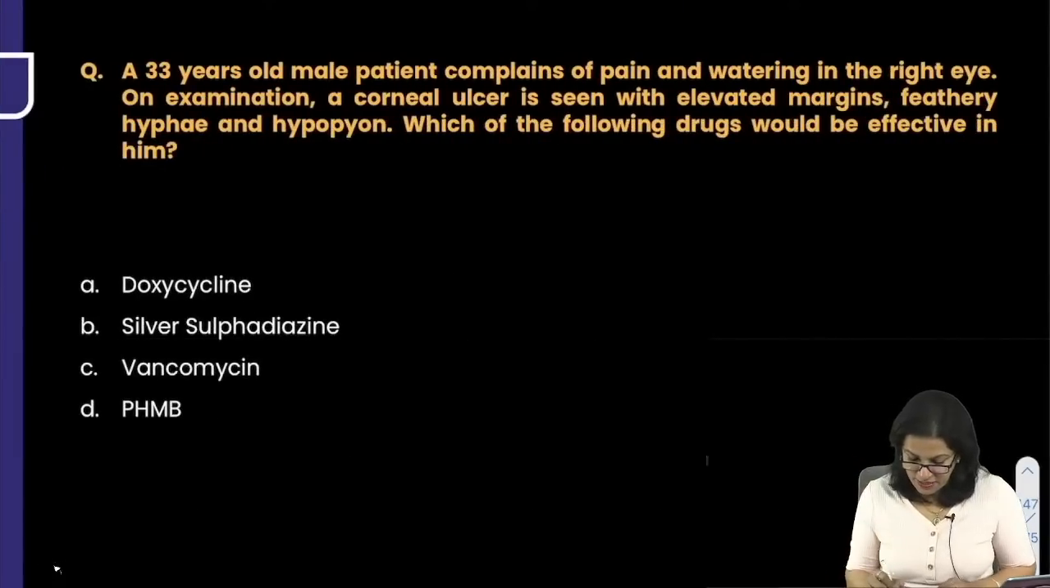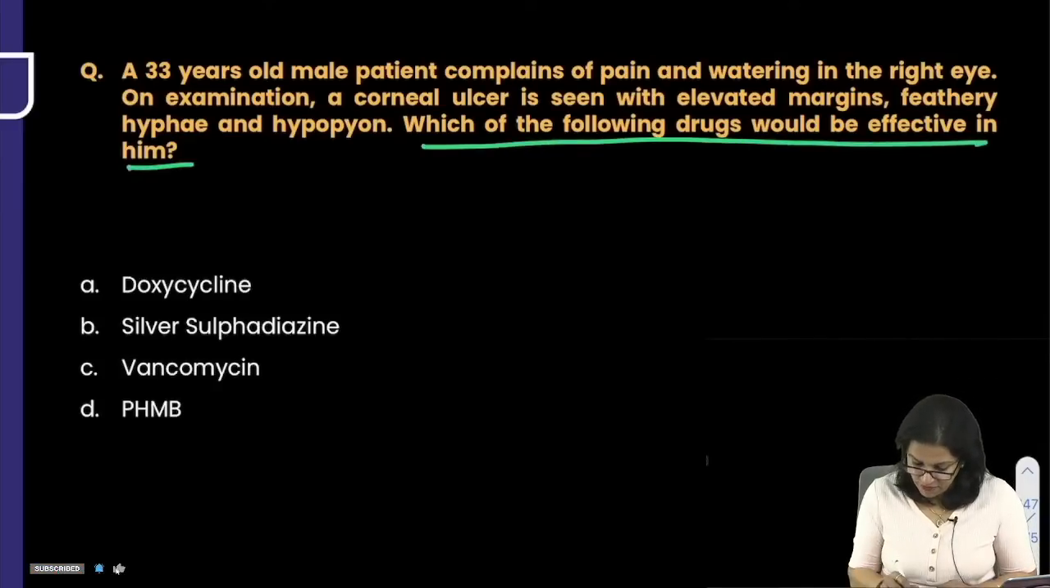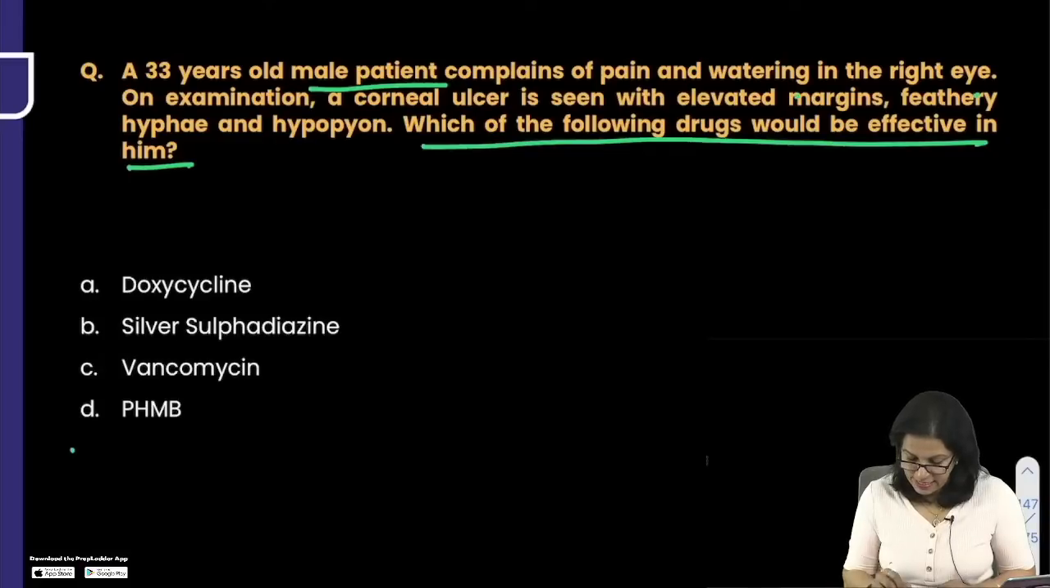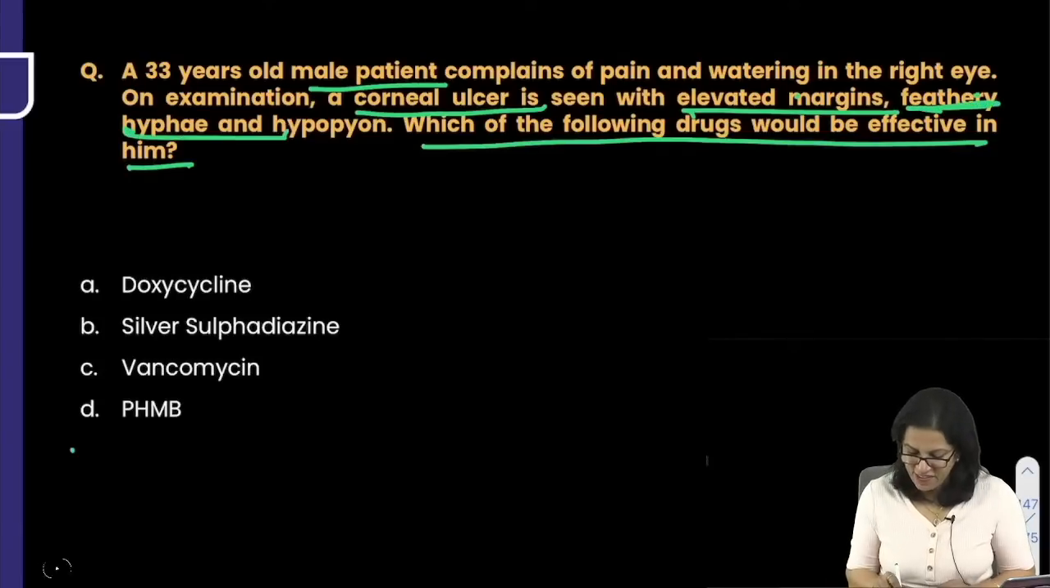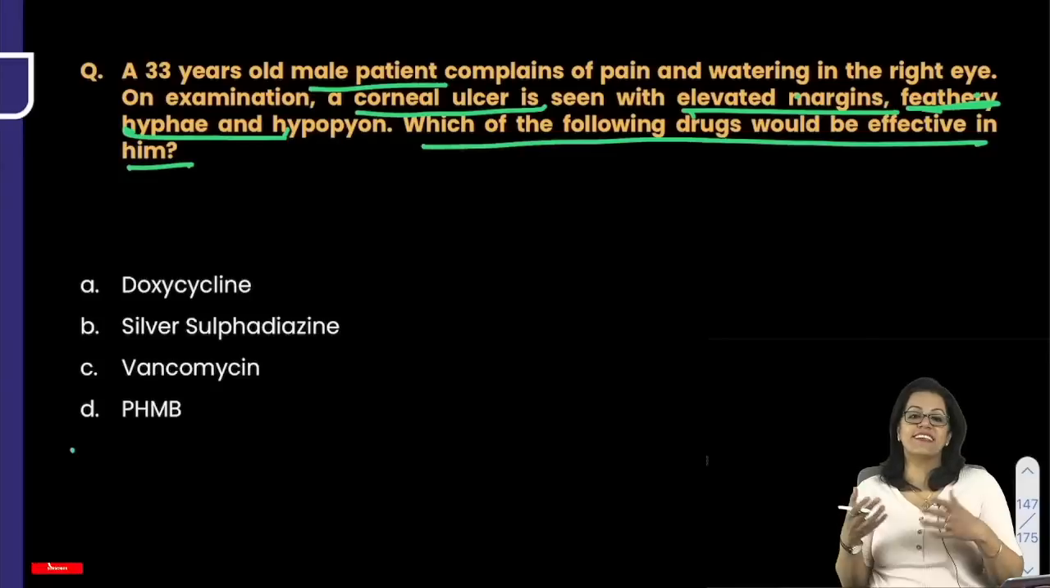We come to the next question. A 33-year-old male patient. So first of all, let me go to the last statement to see what they are asking. Which of the following drugs would be effective in him? Doxycycline, sulfamide, vancomycin, PHMB. Let me see what is the diagnosis. A 33-year-old male patient complaining of pain, watering in the right eye. On examination, a corneal ulcer is seen with elevated margins and feathery ends, hyphae. Everything is given. It's already written hyphae.